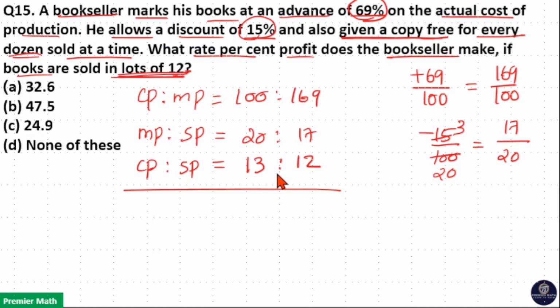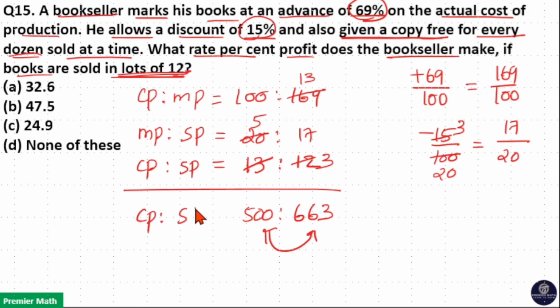Now cancel the ratio here. 13 goes 13 times in 169. 4 goes 3 times in 12. 4 goes 5 times in 20. 100 into 5 is 500. And 17 into 3 is 51. 51 into 13: 51 into 10 is 510, 51 into 3 is 153. 153 plus 510 is equal to 663. Now the difference between cost price and selling price is equal to 163. That means sell price minus cost price is 163.